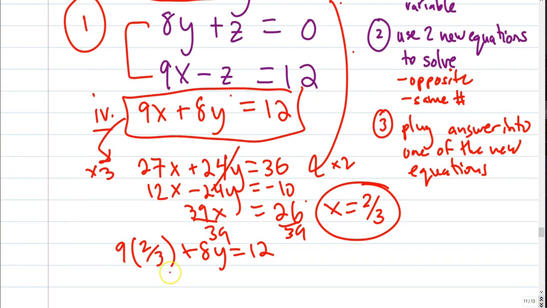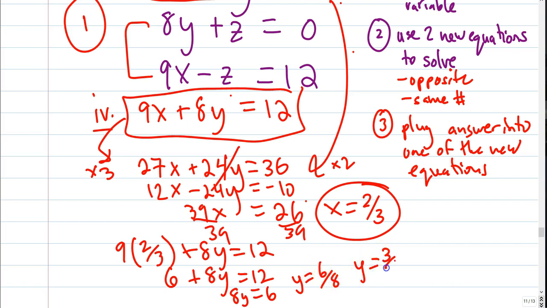Well, even with that being a fraction, that's not too bad. 9 times 2/3 is 6. So 6 plus 8y equals 12. Subtracting the 6, 8y equals 6. Dividing by 8, we get y is equal to 6/8. Let's reduce that. How about 3/4?